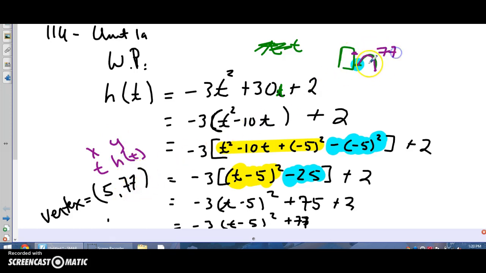There goes the bell. And when does that take place? It takes place at 5 seconds. So if the question was, what's the max height? 77 meters. When is that? 5 seconds.